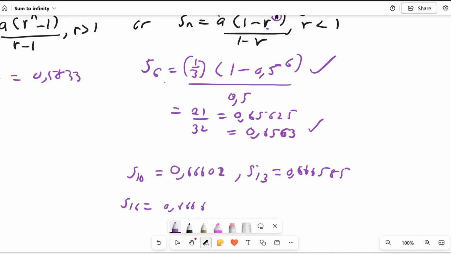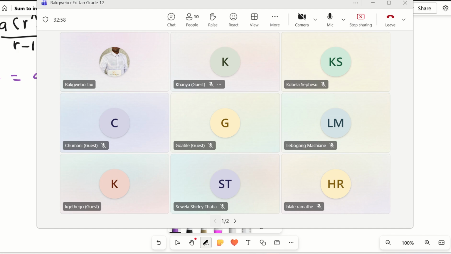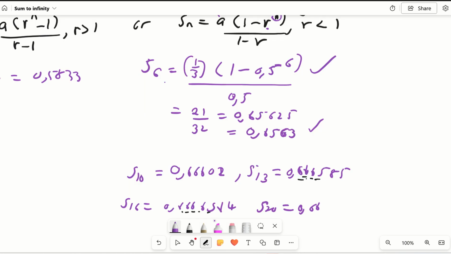But it's slightly more than the previous one. Agree? This one is 6, 6, 6, 3 sixes and a 5. This one says 4 sixes and a 5 after. Let's try S20. All of us, and let us talk just to make sure that we're good. We're all good. S20. Yes, so how many sixes? 1, 2, 3, 4, 5, 6 sixes.